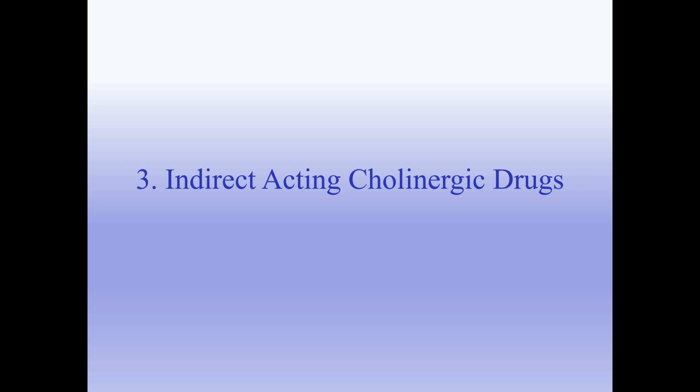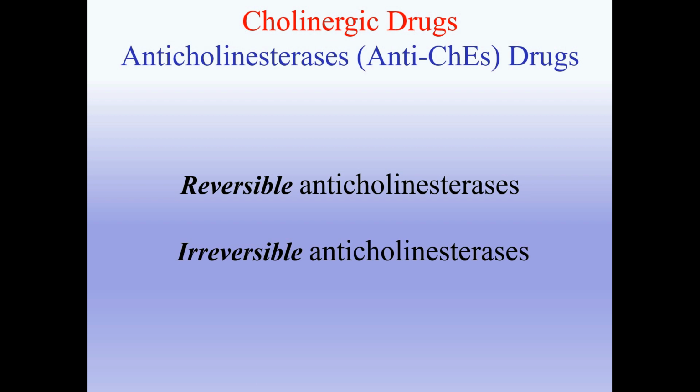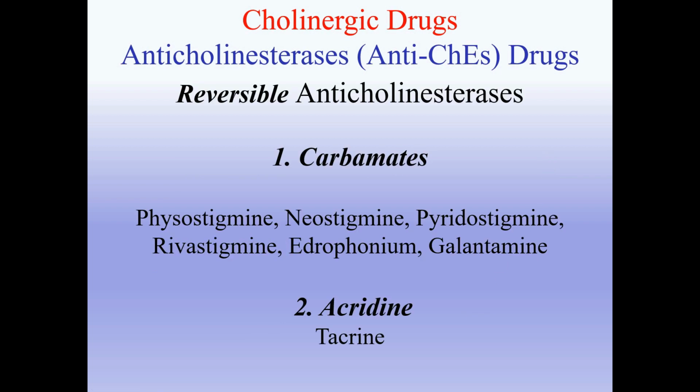The next part of our lecture is indirect acting cholinergic drugs. Indirect acting cholinergic drugs are called anticholinesterases. These drugs are inhibiting acetylcholinesterase, and as the result, the activity of natural acetylcholine is increased. They are categorized into reversible anticholinesterases and irreversible anticholinesterases. Reversible anticholinesterases are subdivided into carbamates: physostigmine, neostigmine, pyridostigmine, rivastigmine, edrophonium, galantamine, and acridine: tacrine.